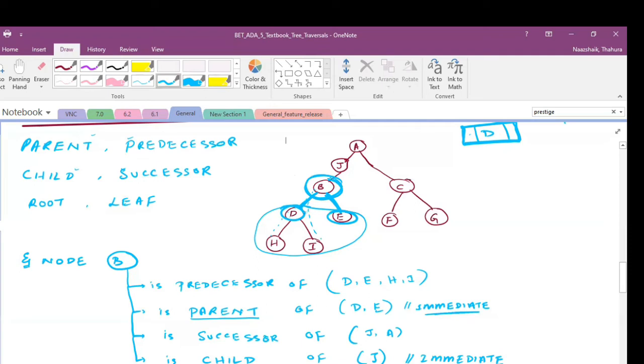Yes, ma'am. Okay, now here let's take this example. Let's look at this tree. You tell me who is the predecessor of F and G? Who is the predecessor of F and G? C, ma'am. Correct, C. And who is the parent of F and G?